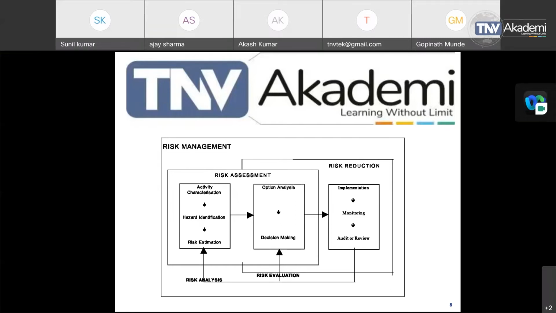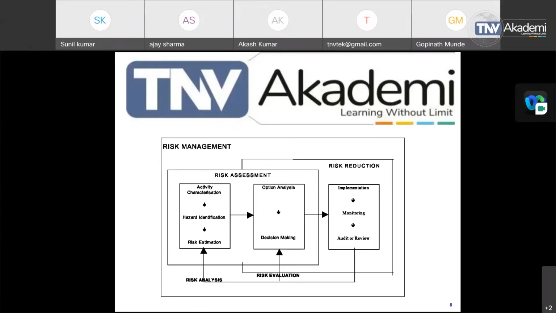So later on, initially you do the risk analysis, then you do the risk evaluation, then you do the risk reduction. Risk reduction can be done through the implementation of monitoring, audit review, their frequency, and regular checking. Through that the risk can be reduced, because all these three parameters are correlated. Initially you do the risk analysis through your activity, through the hazard identification, then risk estimation. Then in the risk evaluation, there is an option analysis, then decision making on that particular hazard or risk.